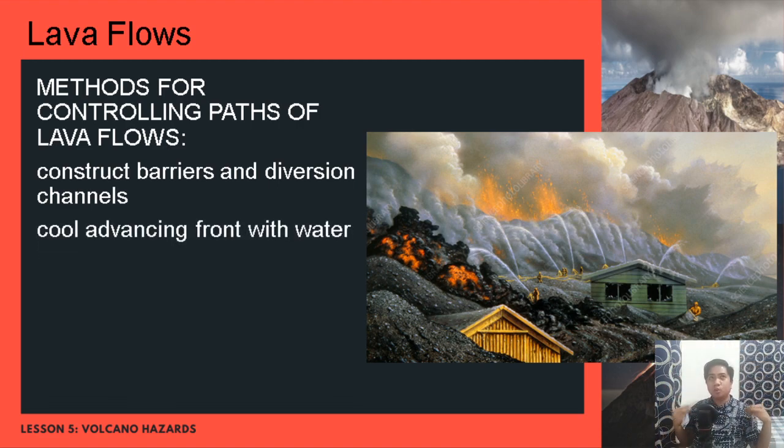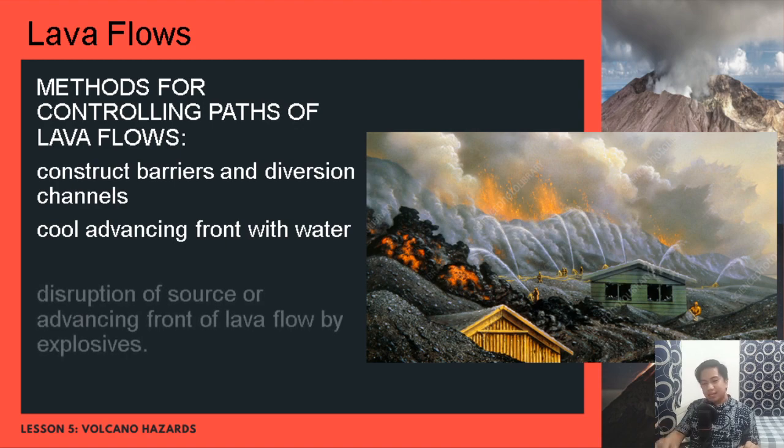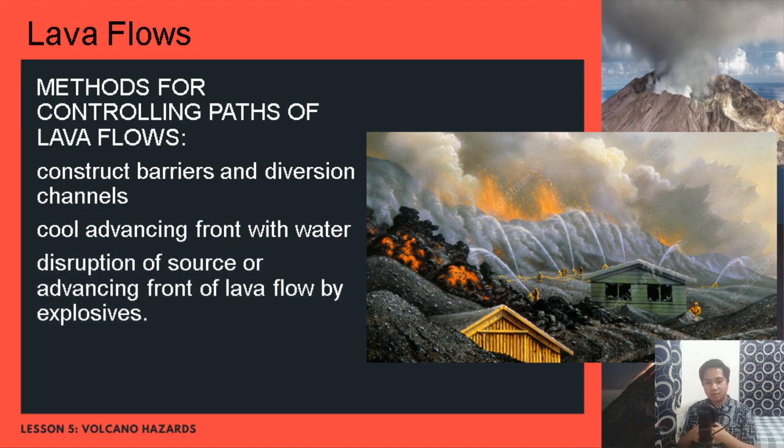We also have your cool advancing front with water. So as you can see in the picture, pwede na siya nga basun sang tubig kay para magmalada yun. Okay? So water can be used to bombard the flowing lavas and to dry it up. Okay? We also have the disruption of the source or advancing front of lava flow by explosive. In some instances, if the lava flows are great enough in number, usually nagasend na sila explosives or airdrops of your explosions para palukpon ang presence of that magma in that certain area. Okay?